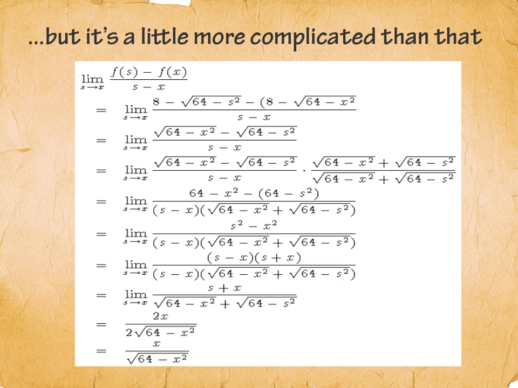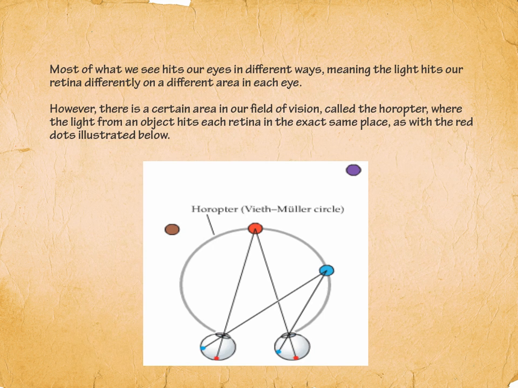But it's a little more complicated than that. Most of what we see hits our eyes in different ways, meaning the light hits our retina differently on a different area in each eye. However, there is a certain area in our field of vision, called the horopter, where the light from an object hits each retina in the exact same place, as with the red dots illustrated below.